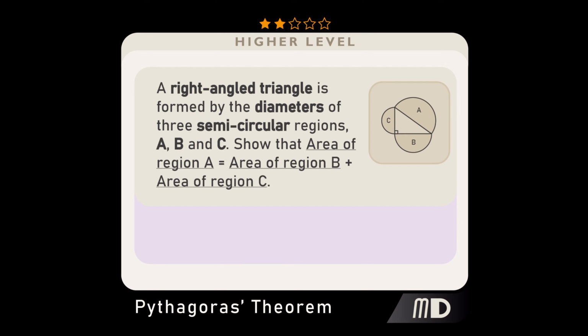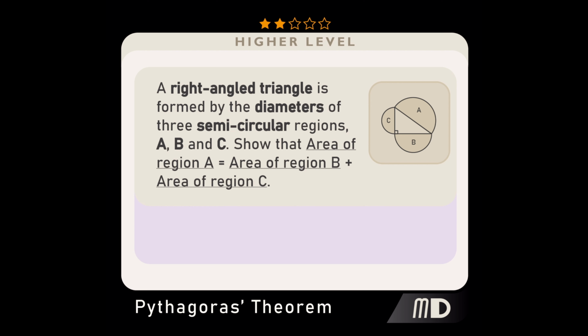We've been given a diagram of a right-angled triangle and 3 semicircles. The diameter of each semicircle is one of the 3 sides of the triangle. The semicircular regions are identified by the letters A, B, and C. And the question tells us to show that the area of region A is equal to the sum of the areas of regions B and C.